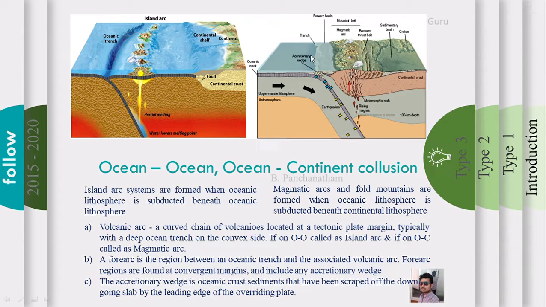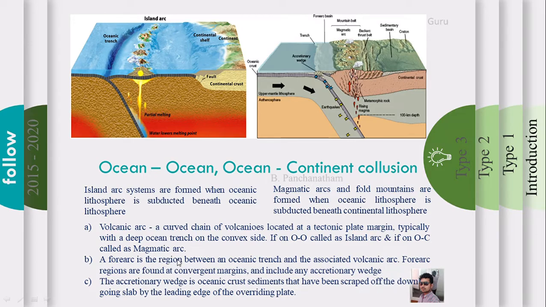So these are the first structures, and as we move on, this is called the fore-arc basin. So what is the fore-arc basin? It is a region between the oceanic trench and the associated volcanic arc. This is the oceanic trench and this is the associated volcanic arc. So this portion is termed the fore-arc basin. The fore-arc basin structure is present in both ocean-ocean collision as well as ocean-continent collision.